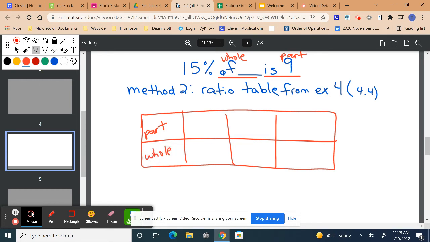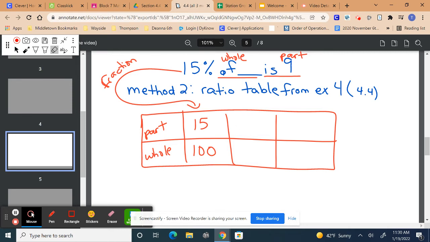And then we know the 15% is going to go here. That's going to be our fraction. So it's going to be 15 over 100. And then our "is" is our 9, and "is" is our part. So we have to make sure we can put 9 there, but it's not going to go in very nicely. So we are going to have to use our middleman. So "is" is going here, our part, it's going at the top.